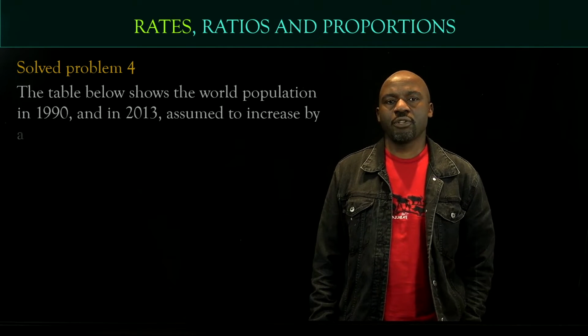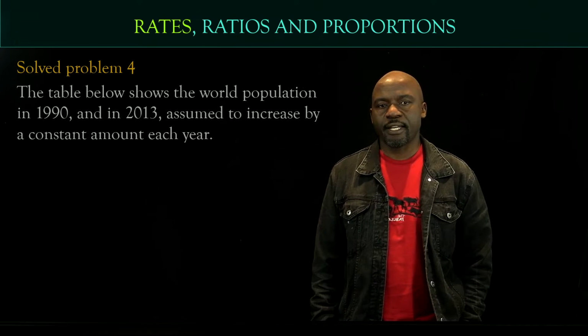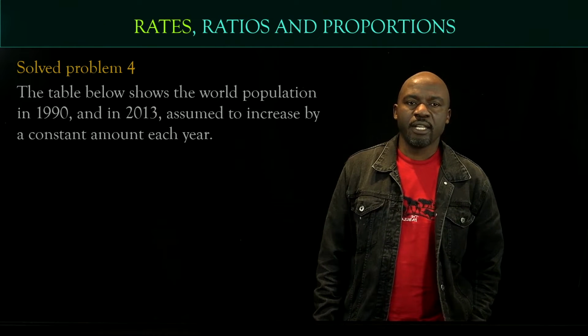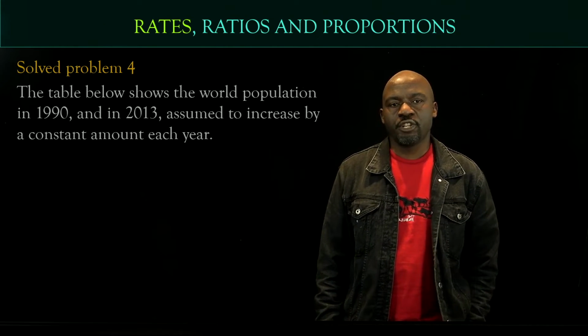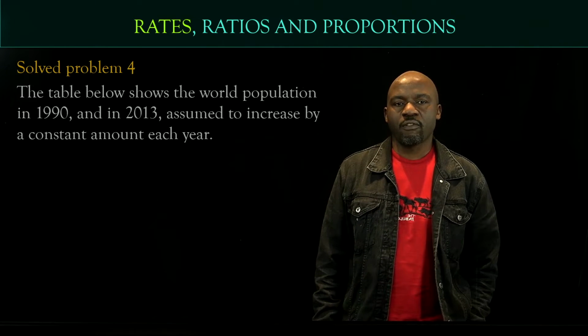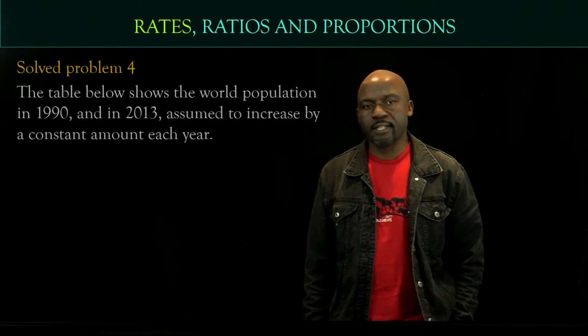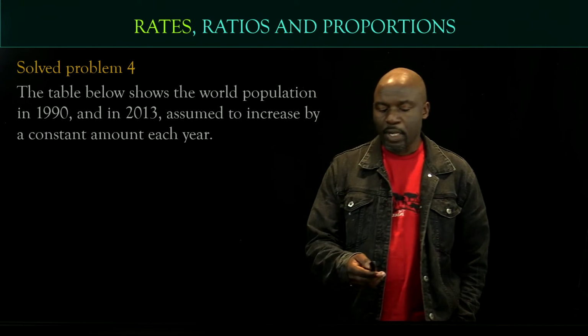The table below shows the world population in 1990 and in 2013. We are assuming that the population increases at a constant rate. That means the number of people increasing every year is constant, right? Of course, this is not always the case. This is not normally the case.